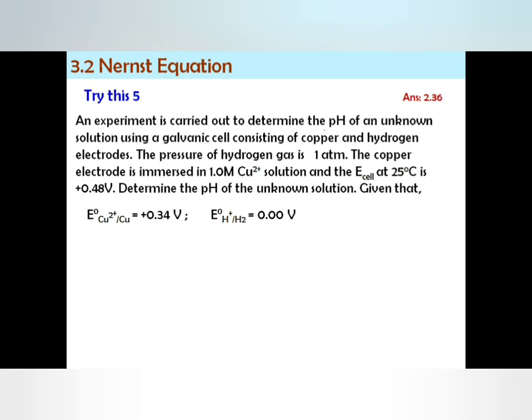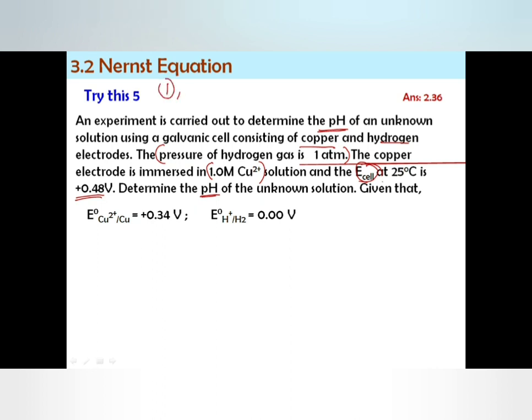Okay, tiba-tiba ada pH pula dekat sini. We use the galvanic cell consists of copper and hydrogen electrode. Okay, dia bagi dekat awak pressure untuk hydrogen gas 1 atm dan copper electrode we immerse in 1 M of Cu2+ solution. E naught cell is given to you positive 0.48. What is the pH?